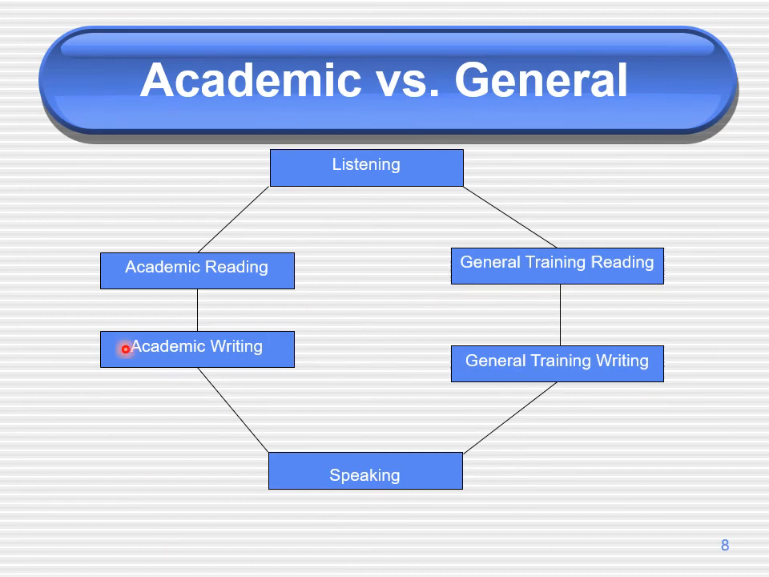Here is the difference between Academic and General tests. The listening and the speaking modules are the same for both Academic and General. The difference is here: 2 modules are different. Academic Reading and General Training Reading are different. Academic Writing and General Training Writing are different. So, simple: Listening and Speaking are the same for both. Reading and Writing are different for both. Very simple. 2 modules the same, 2 modules different.